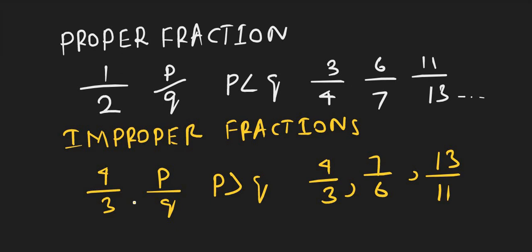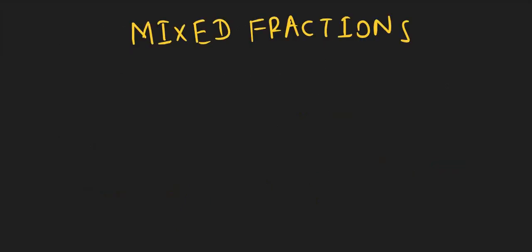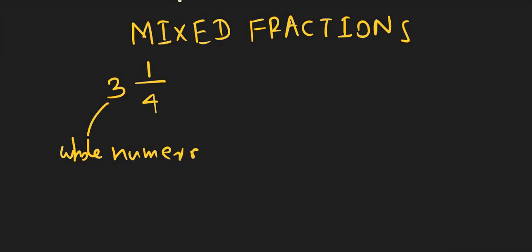Now let's look at mixed fractions. Mixed fractions are those fractions which contain a whole number and also a fractional part. Now consider this example, 3 and 1 over 4. This is the whole number part because we have here 3 units and 1/4 of a unit. Therefore, this is actually 3.25.